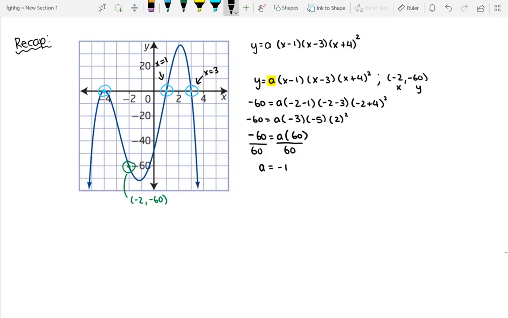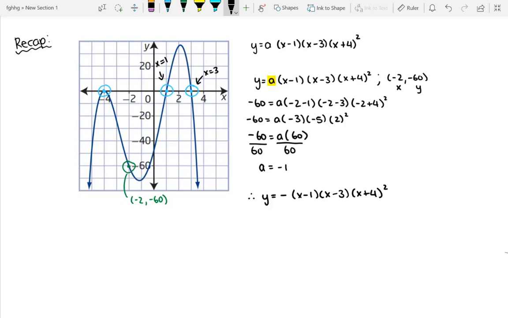And so now you're going to write me the equation that represents this polynomial. So you're going to say, therefore, y equals negative. We don't write -1 per se. We write the negative, but not the 1. So negative x minus 1, x minus 3, and then x plus 4 squared.